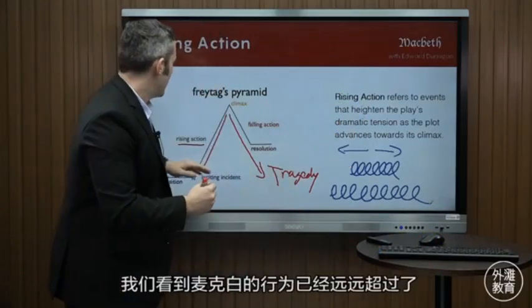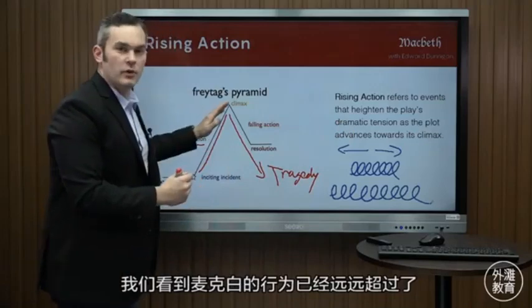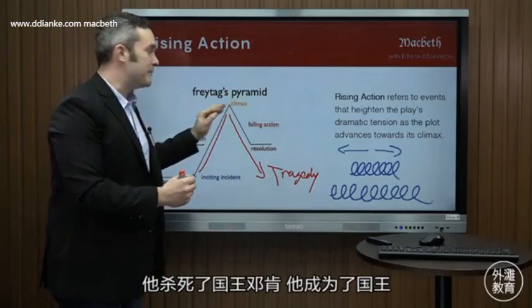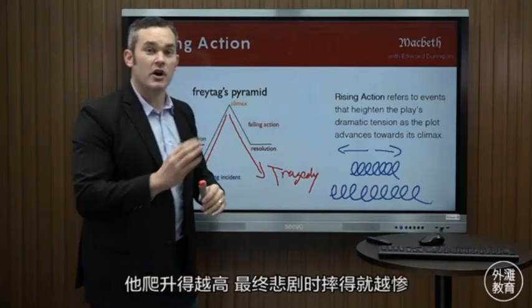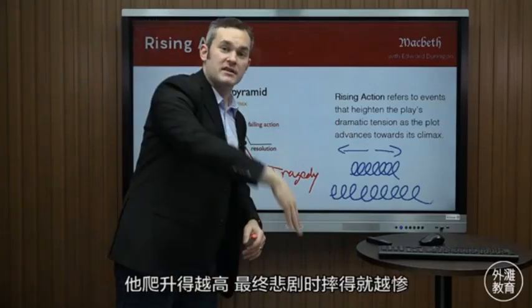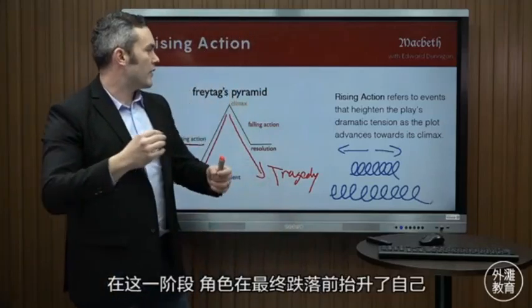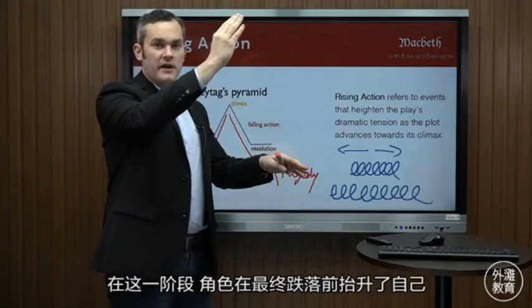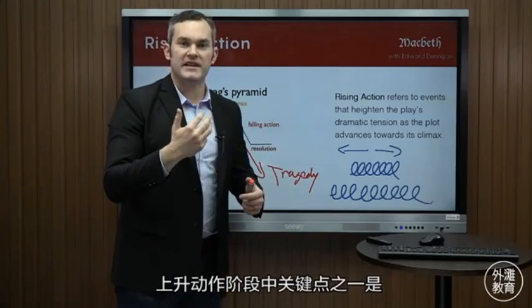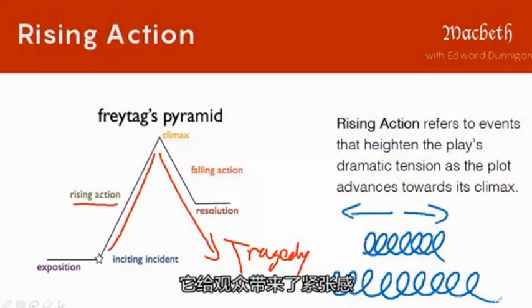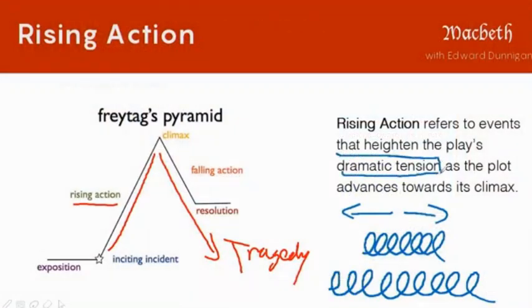We see Macbeth going far beyond what he's supposed to be as a nobleman. He kills King Duncan. He becomes king. And the higher he goes, the farther he has to fall in his tragedy. So this process where the character elevates himself prior to his fall is part of the rising action. And one of the key aspects of rising action is that it results in tension for the audience, right?